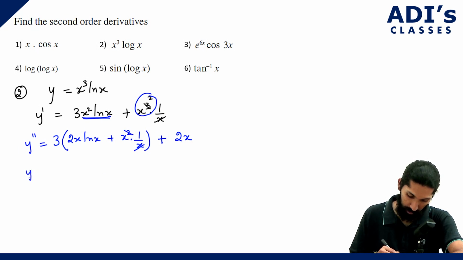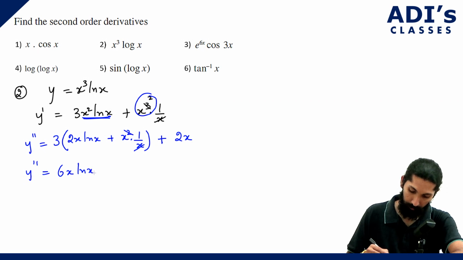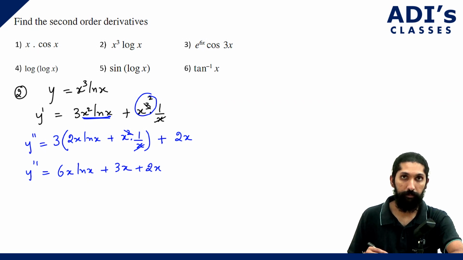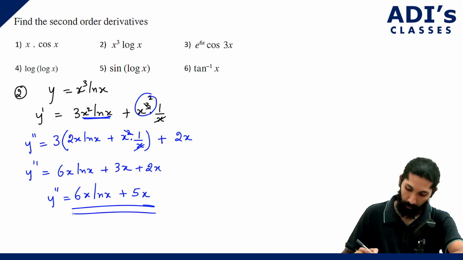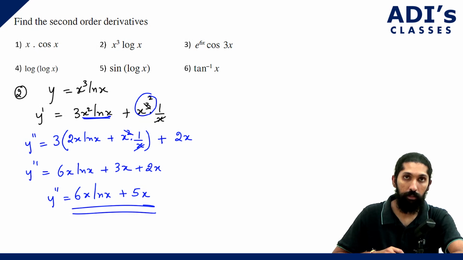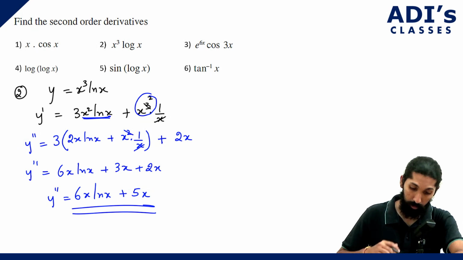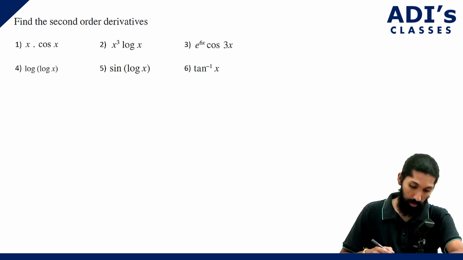So y double dash is 6x into log x plus 3 into x is 3x plus 2x, correct? Or y double dash is 6x log x plus 5x. This is going to be the answer for the second question. Fair enough? Now let's do the third one. See the third one.